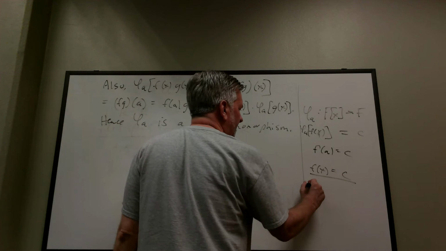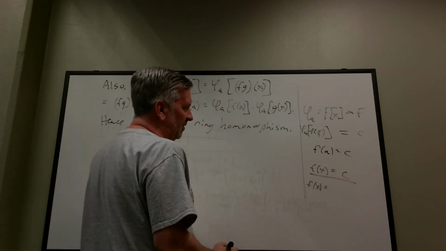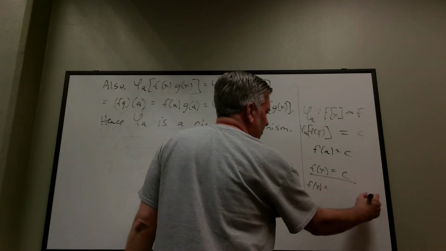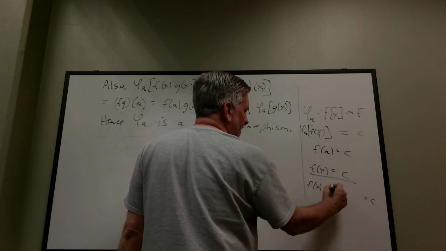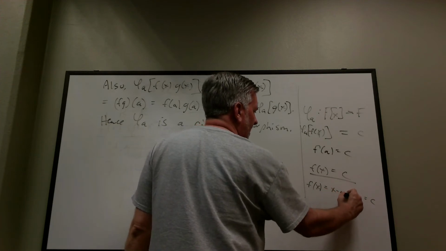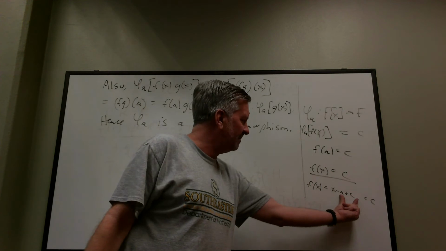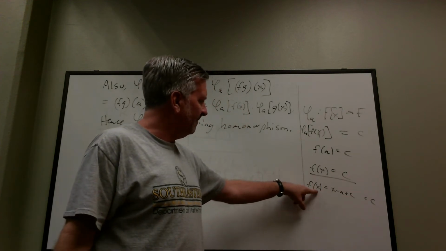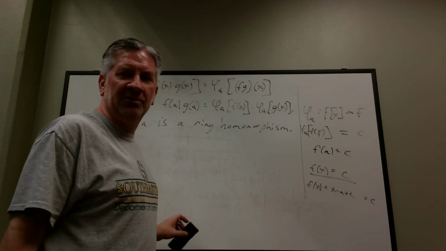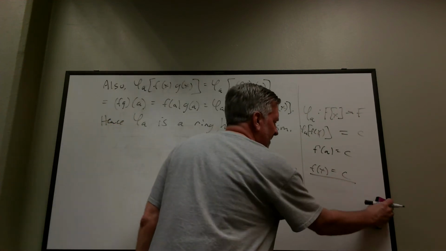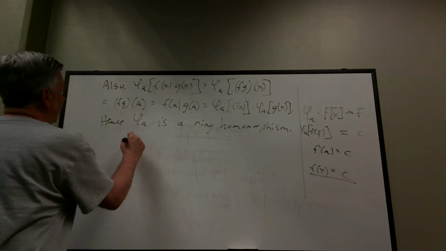Probably not. Can I make a linear function that does that? I need the answer to be c, and I want to plug in a and get c. So what if I did x minus a plus c? Minus a plus c is a constant, that's in F. And so if I take f of a, I'd have a minus a plus c, which is c. So you could make up a linear function that would work here too, but we don't need to make it that complicated. Okay, so let's write up the surjectivity proof.